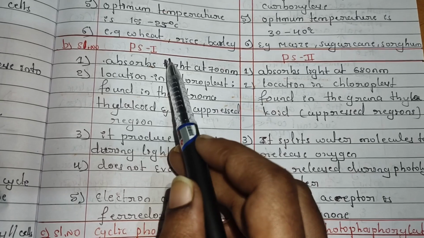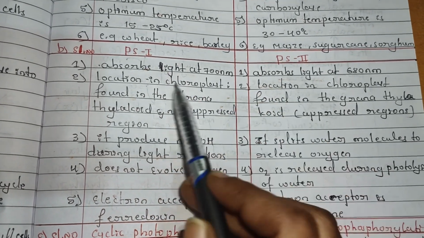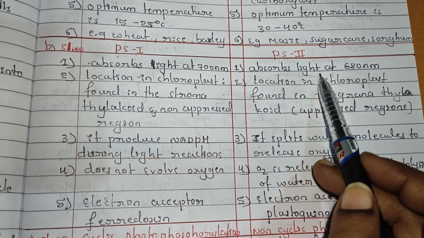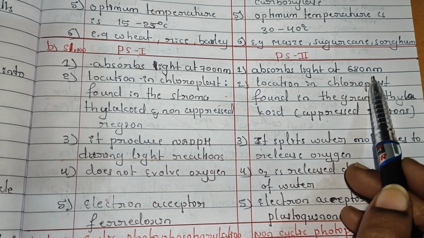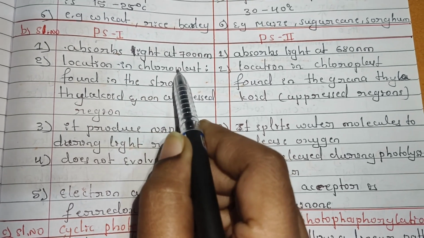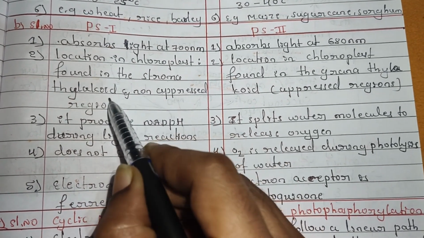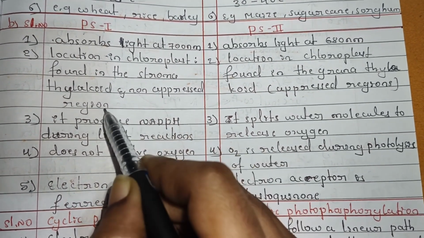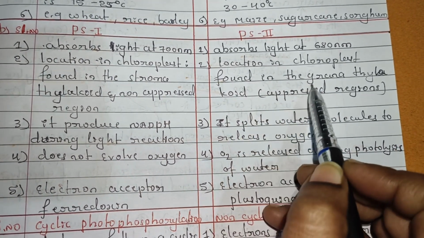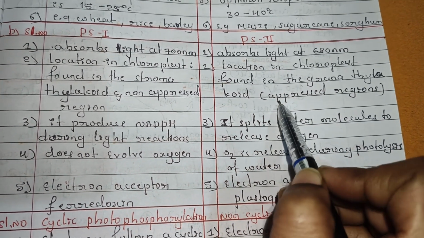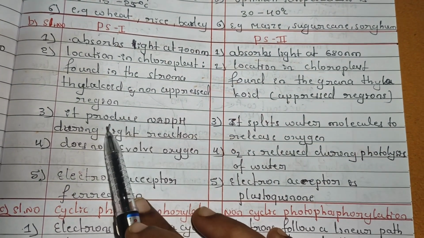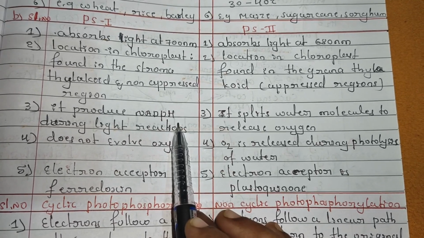And the next difference is between PS1 and PS2. PS1 absorbs light at 700 nanometer. PS2 absorbs light at 680 nanometer. Next point, location in the chloroplast: PS1 is found in the stroma thylakoid, the non-appressed region. Location in the chloroplast: PS2 is found in the grana thylakoids, that is the appressed region. And next, it reduces NADPH.